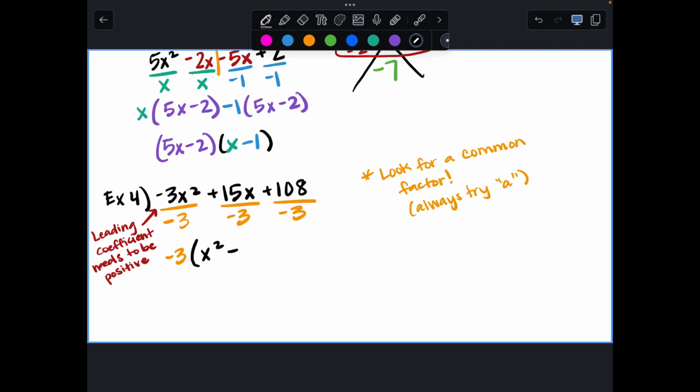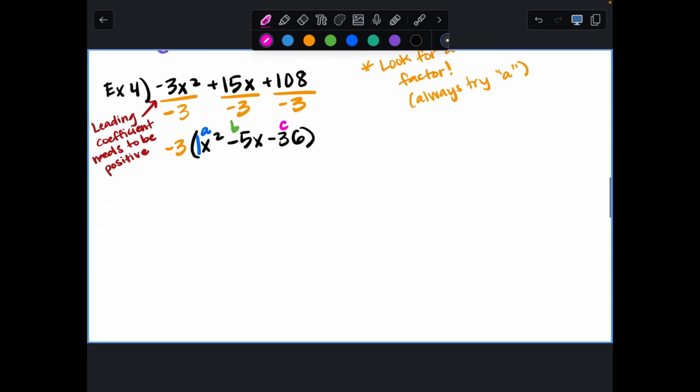X squared minus 5x, and this is minus 36. Now this is the trinomial that I can use. So now I have A, which is 1, B, and C. So let's solve this x puzzle. A times C is going to be negative 36, and B is negative 5.